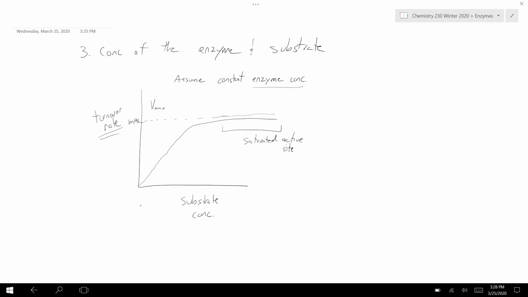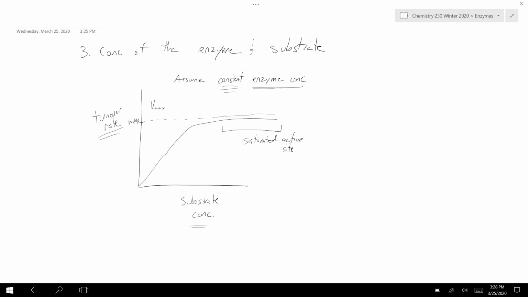So that is substrate concentration. If you just kept increasing the enzyme concentration and you kept increasing the substrate, you should get a linear curve. If you kept adding more enzyme with the substrate, you would go faster and faster. But I want you to know mostly that at a constant enzyme concentration, as you add substrate, it's going to level off at some point.